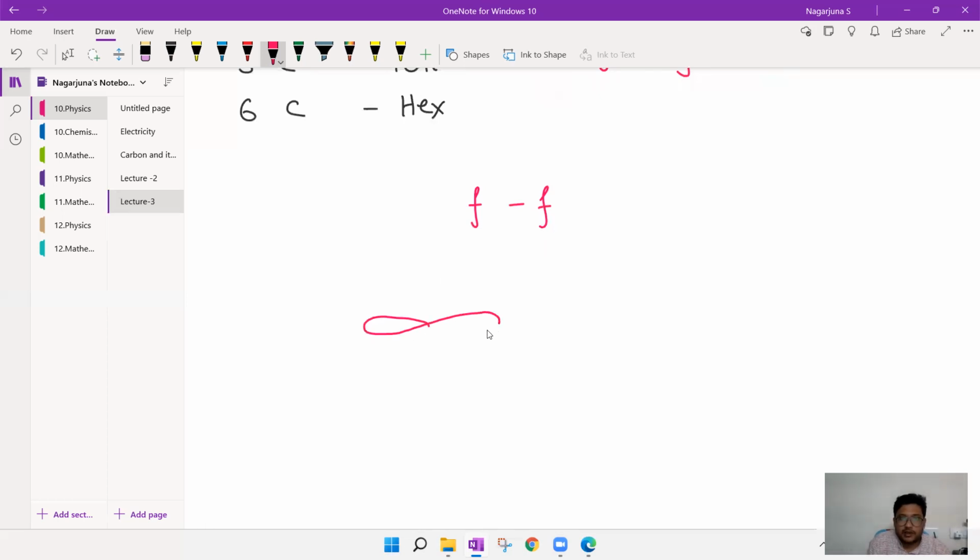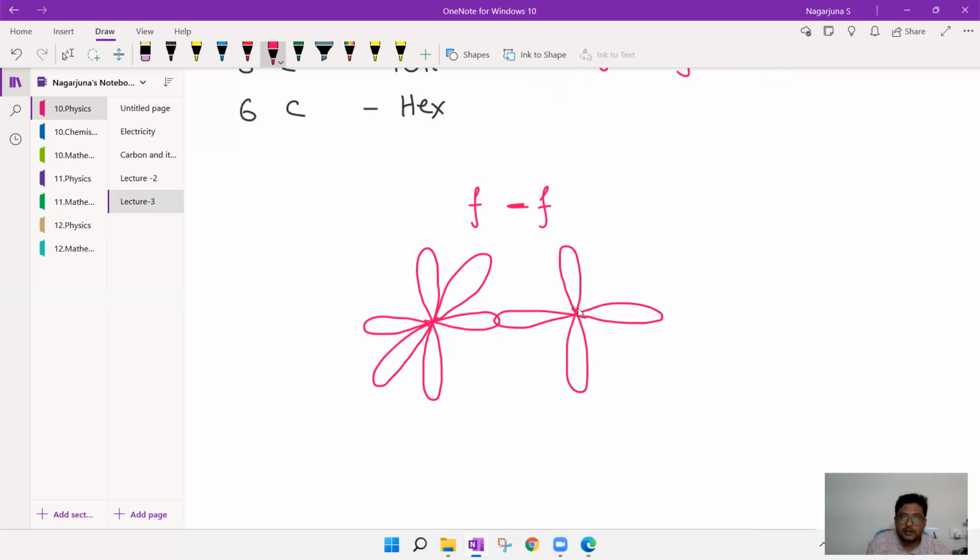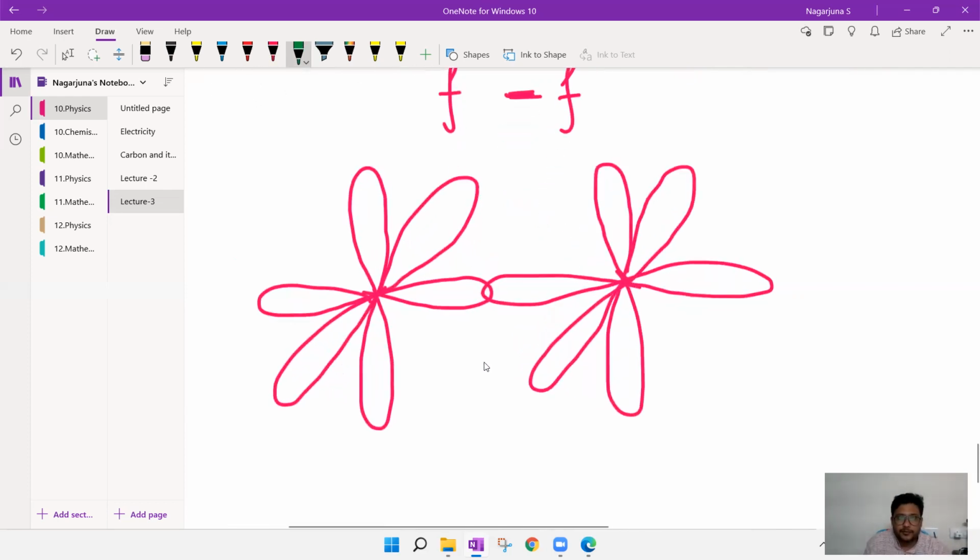You see, this is 1 dumbbell. I mean 3 dumbbells we have to draw. This is second dumbbell. This is third dumbbell, with 3 dumbbells for f orbital. That is bonding with another f, na? So another f will bond like this. f also triple dumbbell, right? Like this. Now you see, if there is any bond side by side, this bond we have to call as sigma bond. This one is sigma bond.